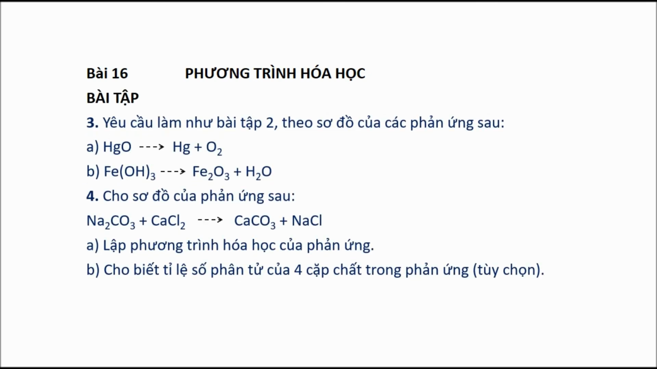3. Do the same as in exercise 2 with the following skeleton equations. A. HgO arrow Hg plus O2. B. Fe(OH)3 arrow Fe2O3 plus H2O. 4. Given the following skeleton equation. Na2CO3 plus CaCl2 arrow CaCO3 plus NaCl. A. Write the chemical equation of the reaction. B. Show the molecular ratio of 4 pairs of substances in the reaction.